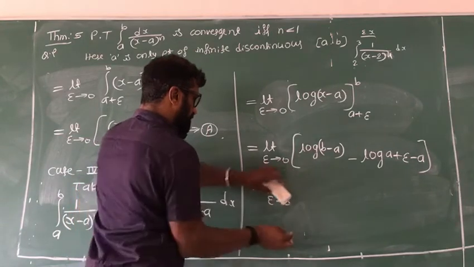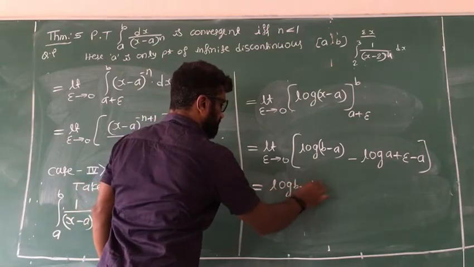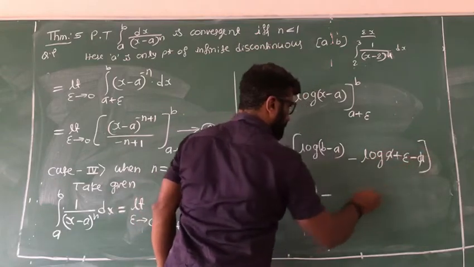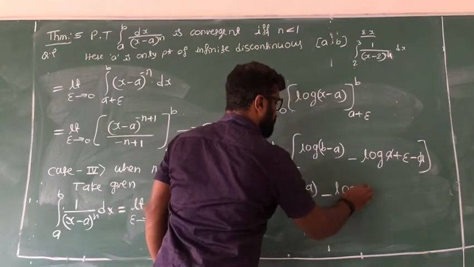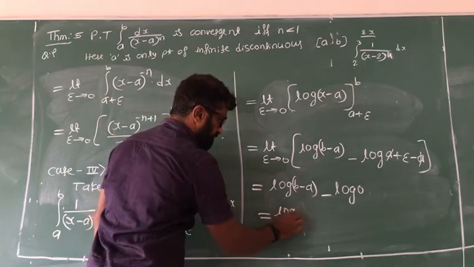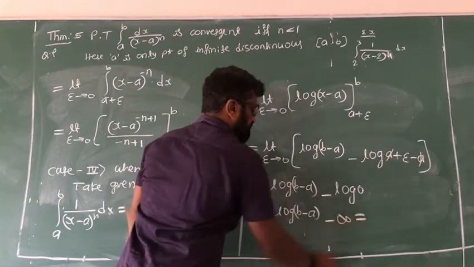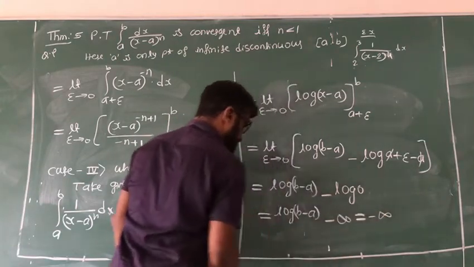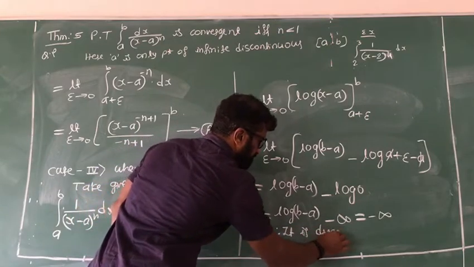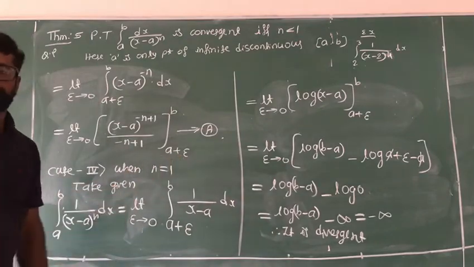So I can write limit of epsilon tends to 0. As epsilon tends to 0, it is log of b minus a minus log of epsilon, which tends to 0. Log of 0 is infinity. Log of b minus a minus infinity, so it is minus infinity. It means that it is divergent. Therefore it is divergent, right? So that is when n is equal to 1.